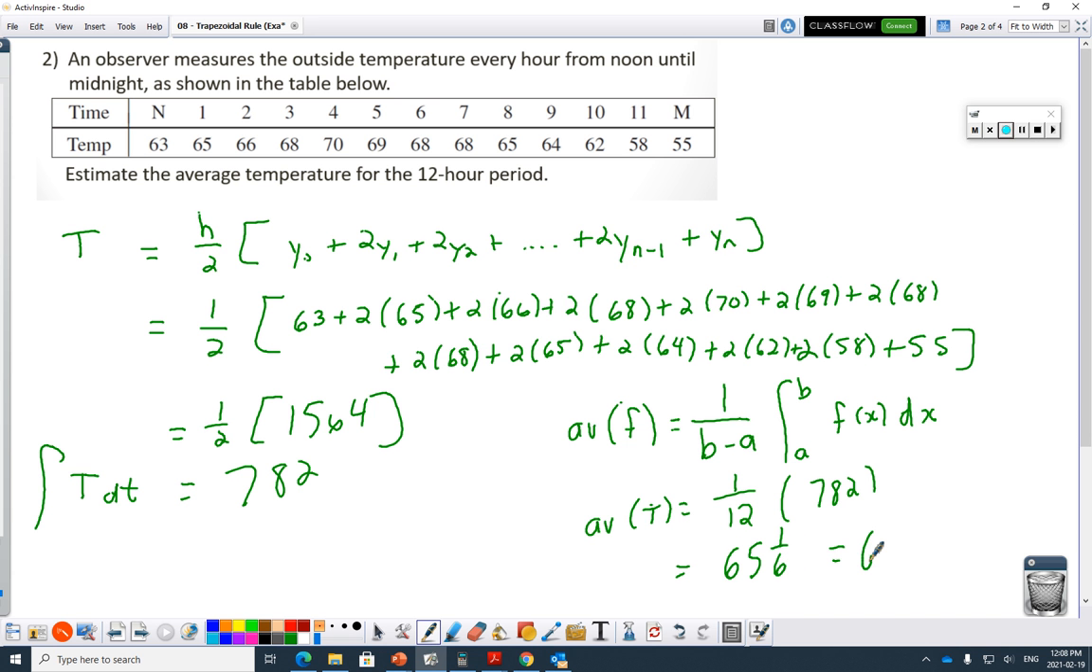Even though in temperature, nobody would ever say that. Oh, 65 and 1/6 degrees out. You know what I mean? Obviously, in these types of situations, people use decimals. Does that make you feel better? Does that look more like what the average temperature might be in all that?